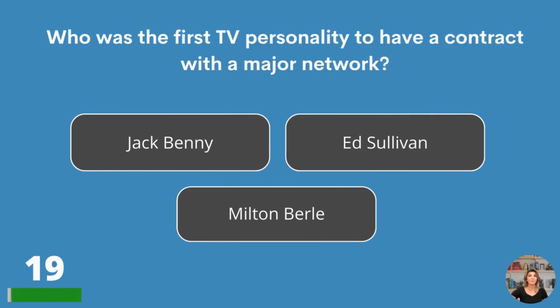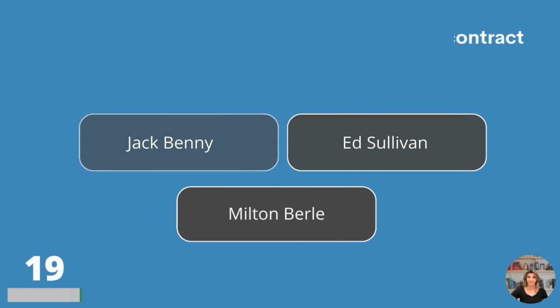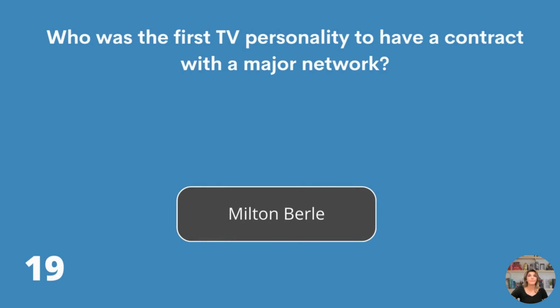Who was the first TV personality to have a contract with a major network? Jack Benny, Ed Sullivan, or Milton Berle? Milton Berle.